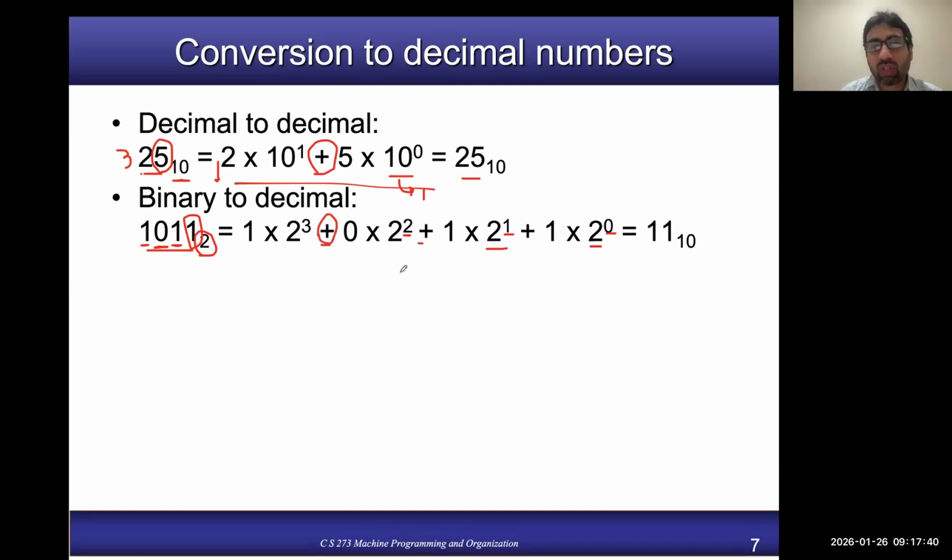So when you take the products, it will be what? This will be 8, right? This will be 0 because you are multiplying with 0. This will be 2, and this will be 1, right? So which is equal to 11 in decimal system.